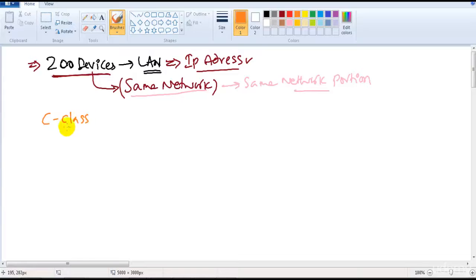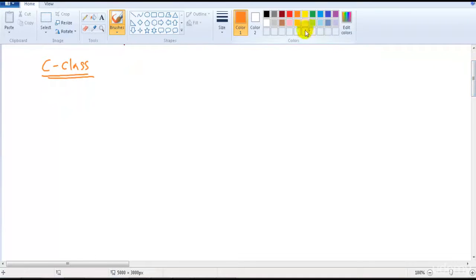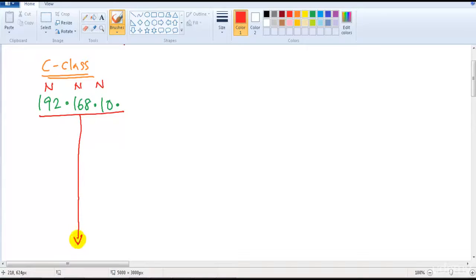Probably I have decided to go with a C class address. So if I'm going with any C class address, we need to keep in mind that my requirement is all the devices must be in the same network. So whatever C class address I'm using, let's say I'm using 192.168.10 dot, I have to ensure that these first three portions are the same till the end. I cannot change this, because if I change them it will become a different network, and if it becomes a different network then they will not communicate with each other.